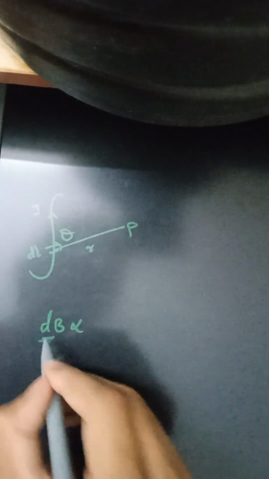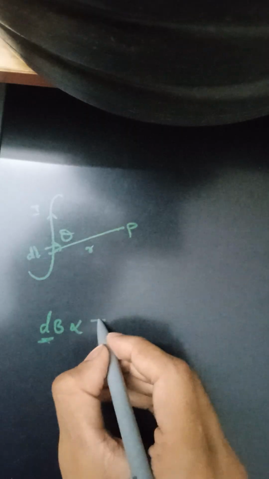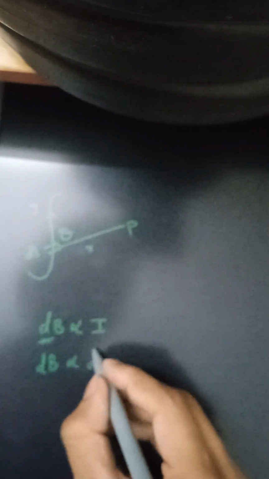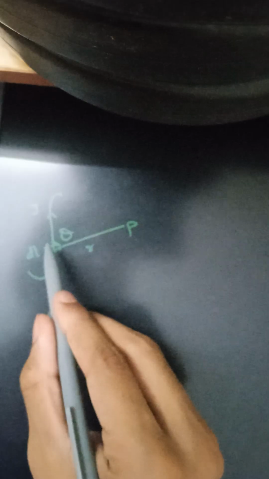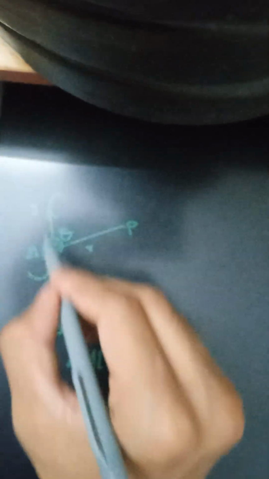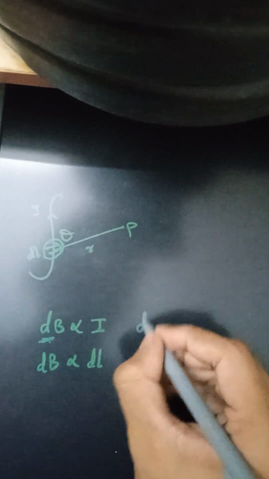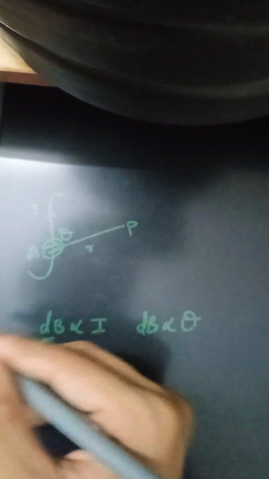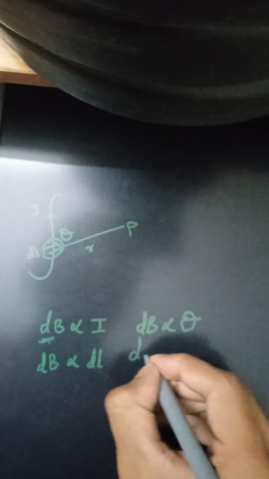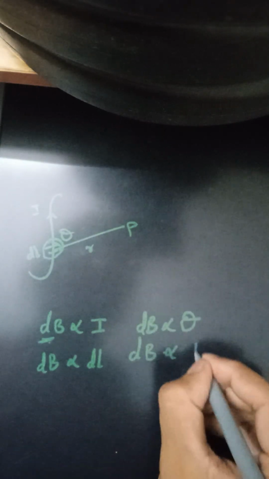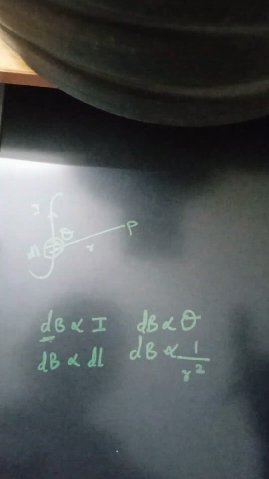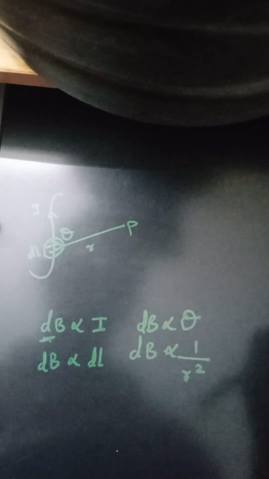So small dB is directly proportional to I. What is I? I is the current flowing in the conductor. dB is directly proportional to dl. What is dl? dl is a small length element of the current carrying wire. Then dB is directly proportional to sine theta. What is theta? I have already told you. Then dB is inversely proportional to r square. This is the basics of the Biot-Savart law.